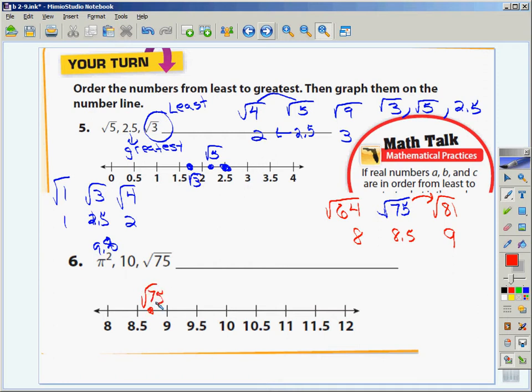Pi squared is definitely around here. And then 10 is obviously exactly on the 10. So from least to greatest would be square root of 75, pi squared, and 10.